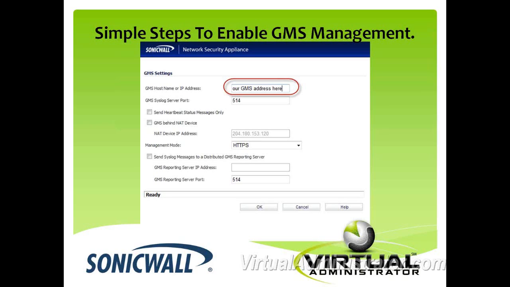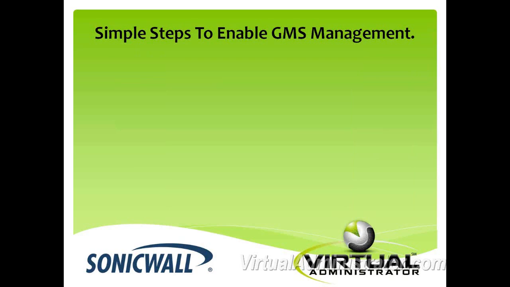After you click the Configure button, it's going to bring up the GMS settings. In the GMS host name, you're going to type in the GMS address that we sent you in your welcome email. Just type in that URL or that IP address in the box, and then just press OK.